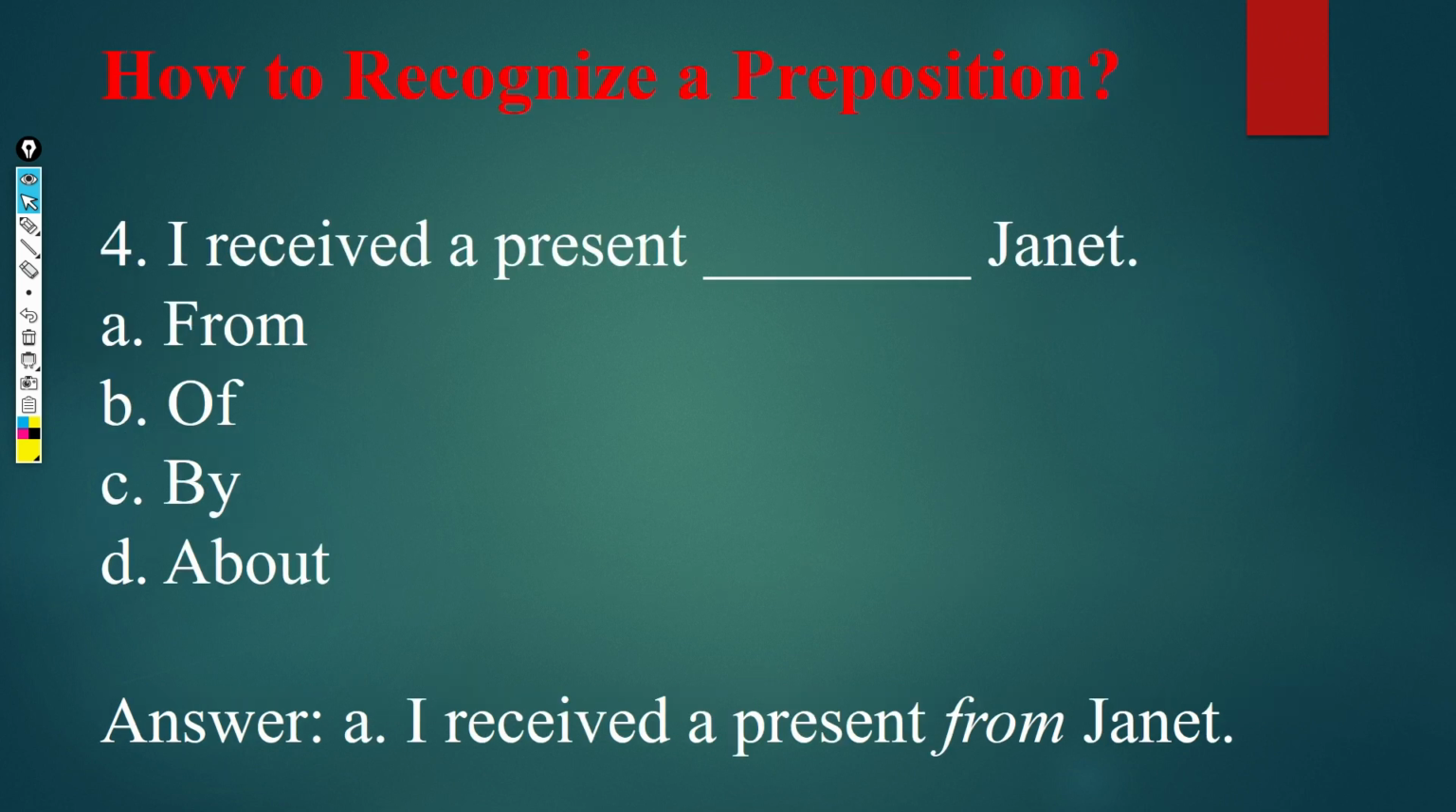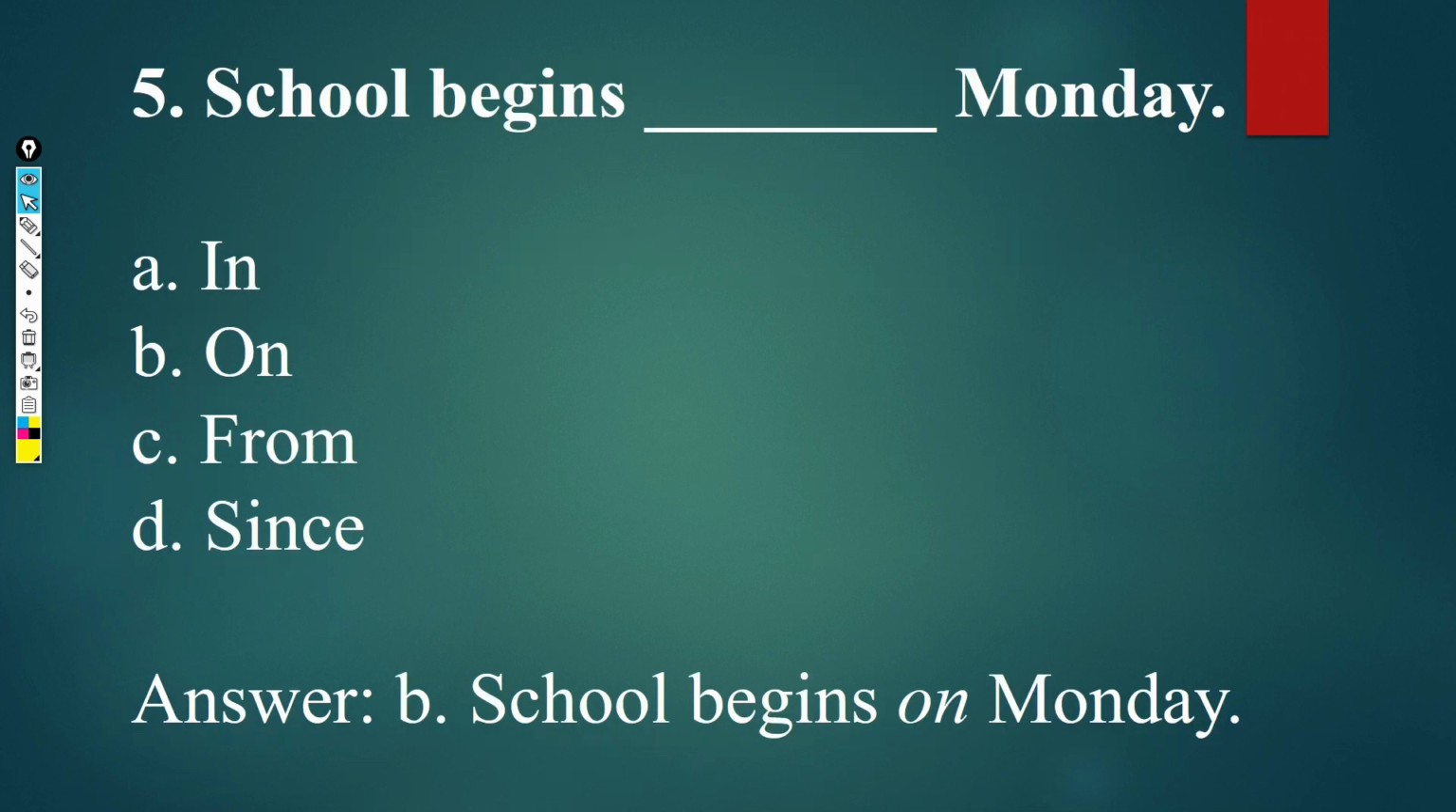Now, I received a present dash Janet. What are the options? From, of, by, about. But what should be your correct answer? I received a present from Janet. School begins dash Monday. What are the options given? In, on, from, since. And what should be the appropriate preposition? School begins on Monday. On should be your appropriate preposition.